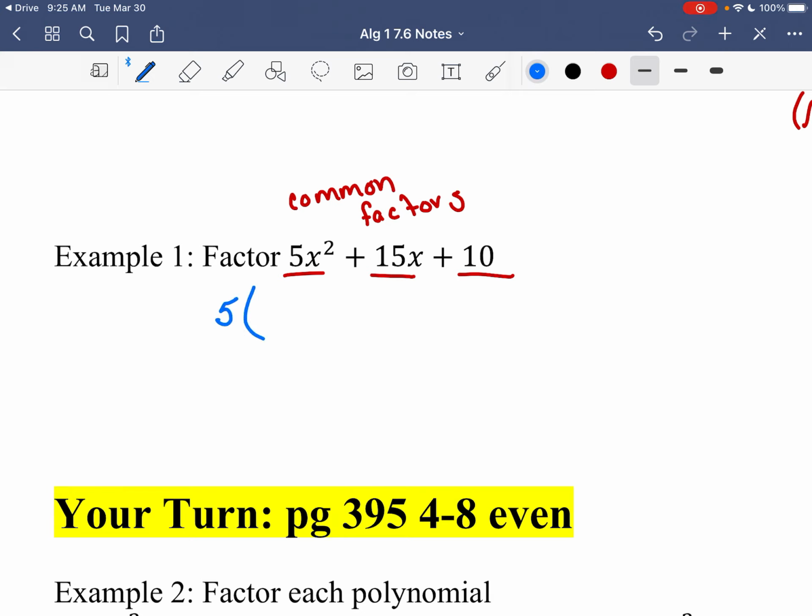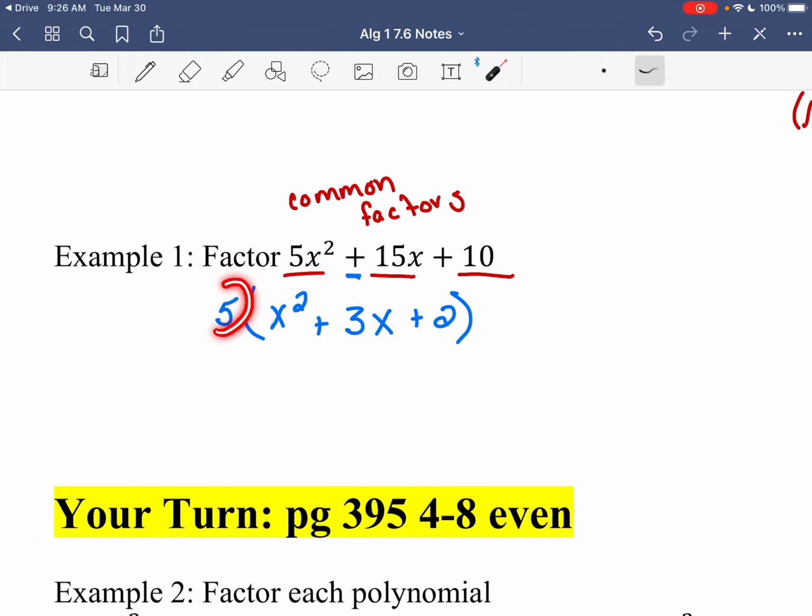So we'll write 5 times, well, 5 times what is going to get me 5x squared? Well, the x squared. Plus 5 times what is going to give me 15x? Well, I need a 3, because 5 times 3 is 15, and then I'm going to need the x. So if I distribute this in, so far we're good. There's 5x squared, there's 15x, and then last plus 5 times what gets me the 10, the 2. You might be like, yay, I'm done. No, that was just step 1. Now you want to look to see if what remains factors.